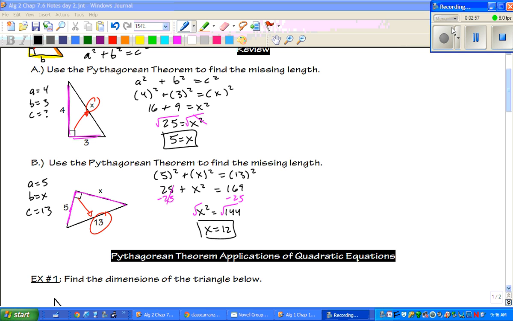Okay, and there's the answer. So 5 squared is 25, x squared is x squared, and 13 squared is 169. And just follow the rules of SADMAP by subtracting 25 to both sides and then taking the square root.